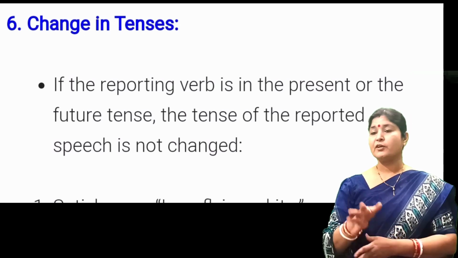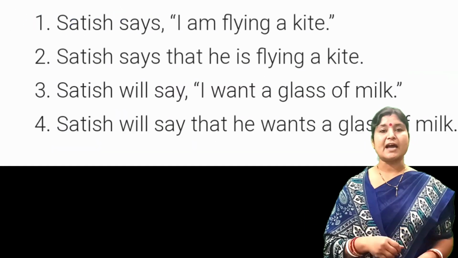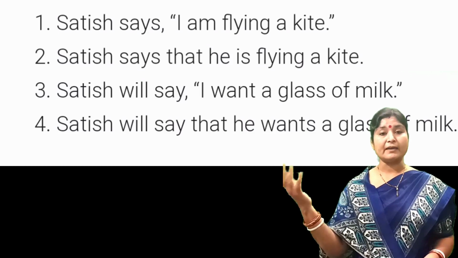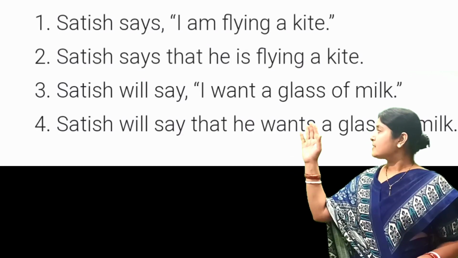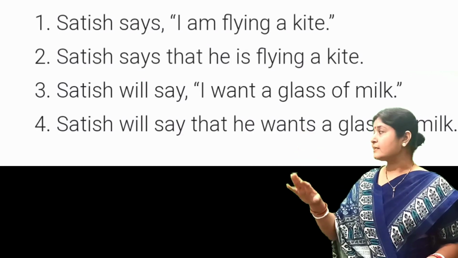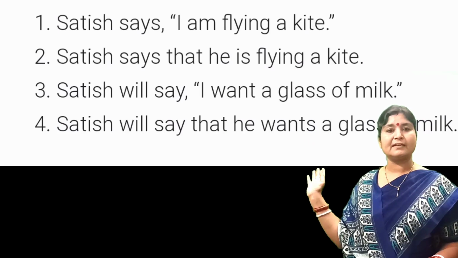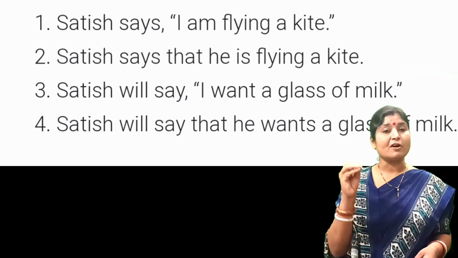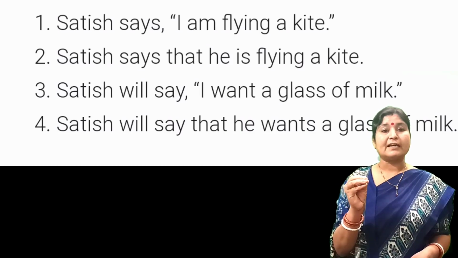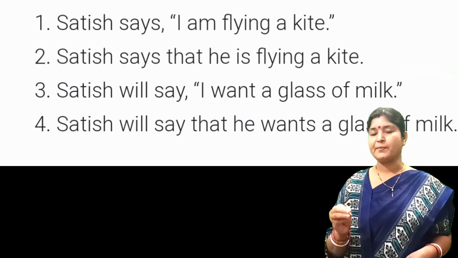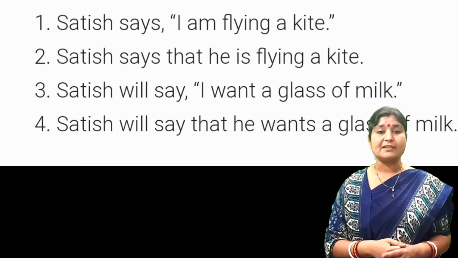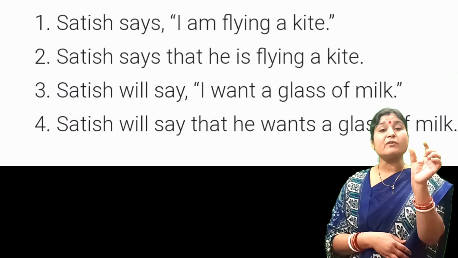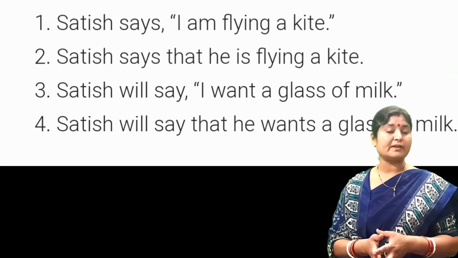For example, you can take: Satish says, "I am flying a kite." You can write here, Satish says that, or Satish tells that he is flying a kite. So here we will not change the tense in the reported speech. Another example we can say, Satish will say. The reporting verb is in simple future tense.